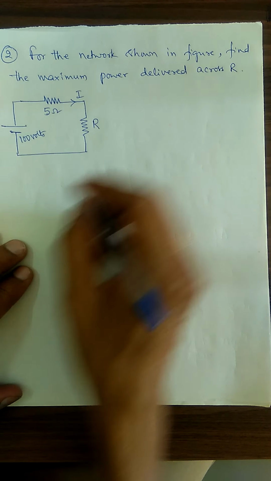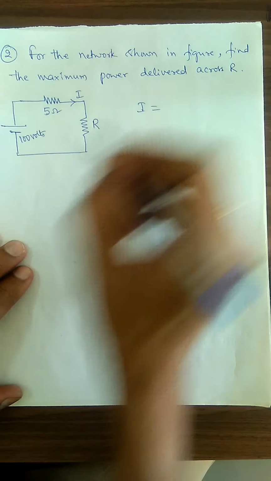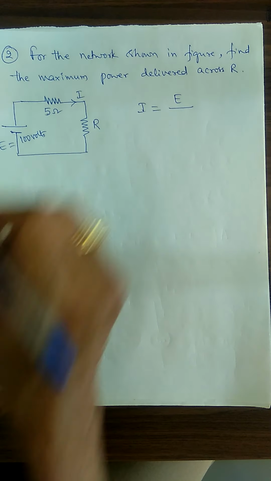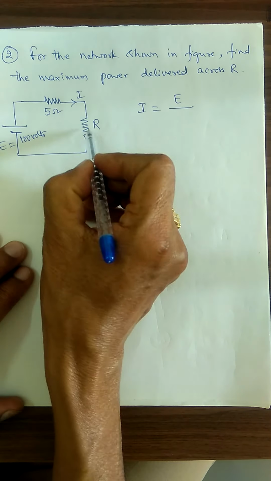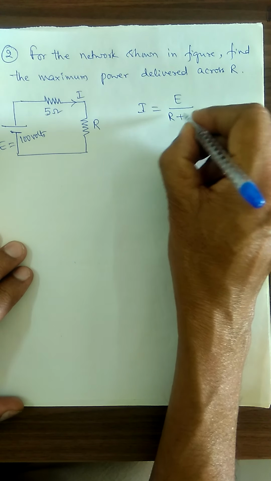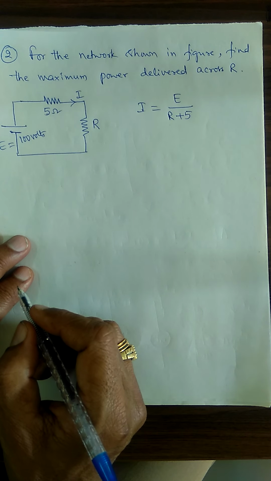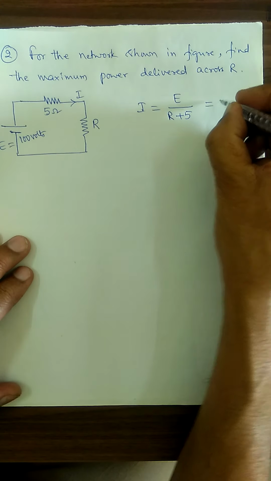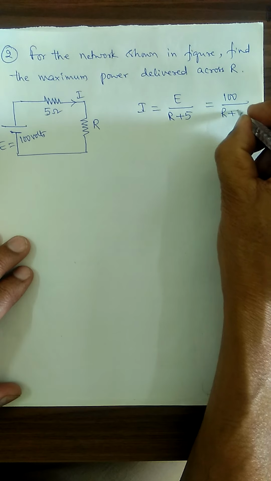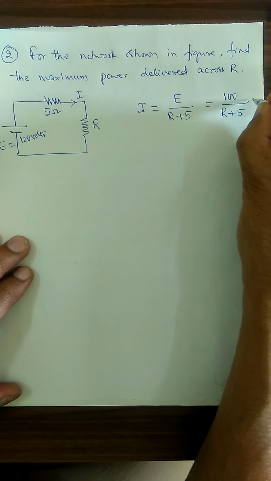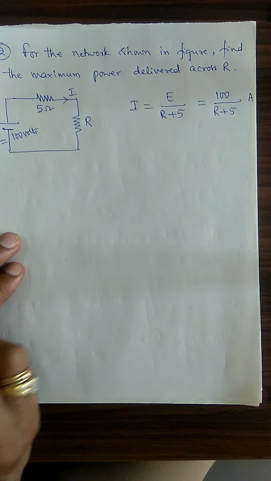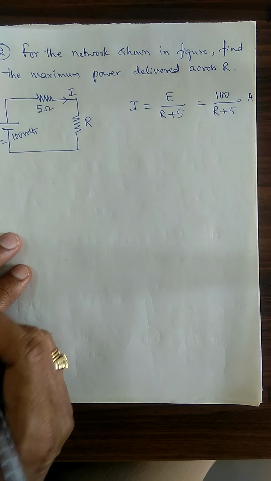So according to the theory, I can write I is equal to EMF divided by R plus 5, because these two are connected in series. Net resistance is R plus 5. Therefore, that is equal to, EMF is 100, divided by R plus 5. So many amperes. Okay. Power delivered across R is how much?